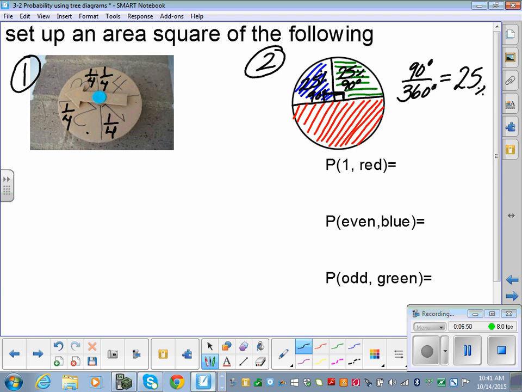And then what about red? Good, 50% chance. You could do this a couple ways. You can either just say, well, I have 25 and 25 already, so that's 50. That leaves me with 50% chance. Or you could say, I know that this is 180 degrees. So you could have done 180 degrees divided by 360 degrees to find the probability, and you get 50%. Does that make sense on how I did that?